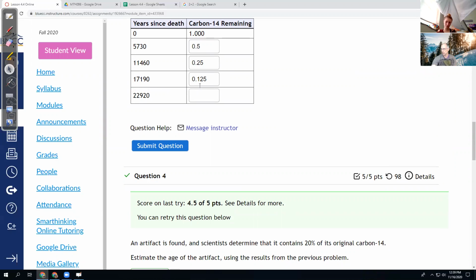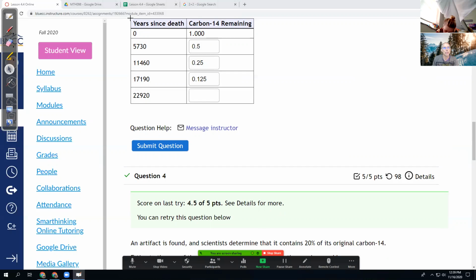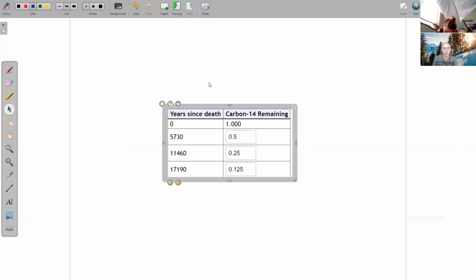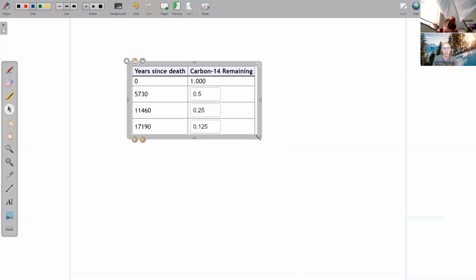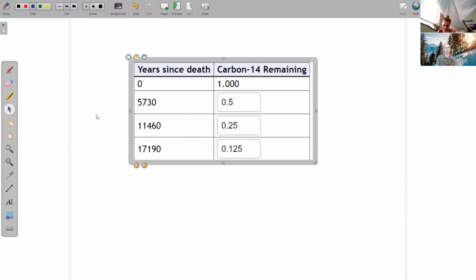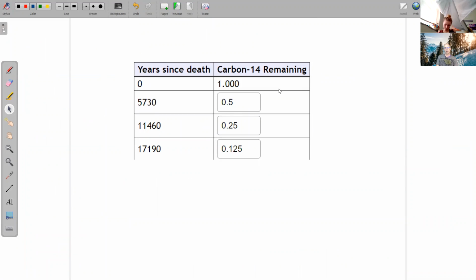Could you explain it again? Yes, I can. So I'm going to copy this into my whiteboard to scribble on. New page. All right. So I'm trying to figure out when the carbon is gone, how many years have gone by so that the carbon is 20%.